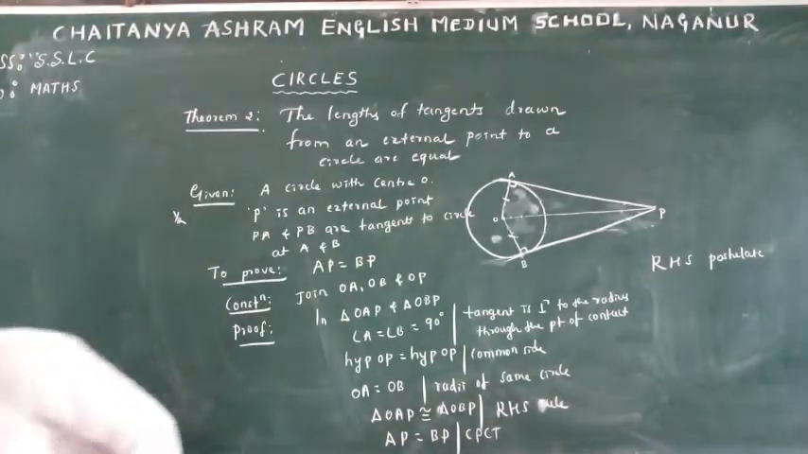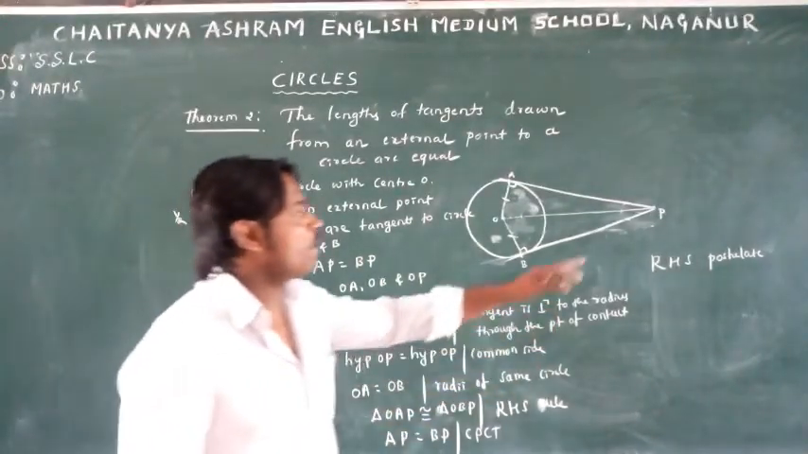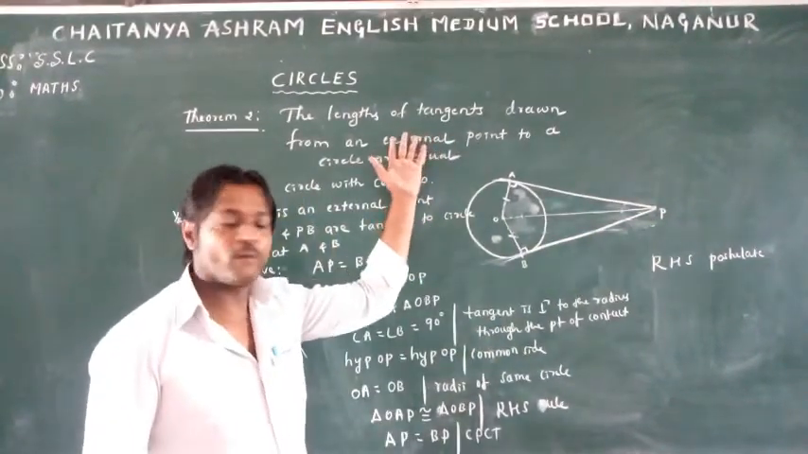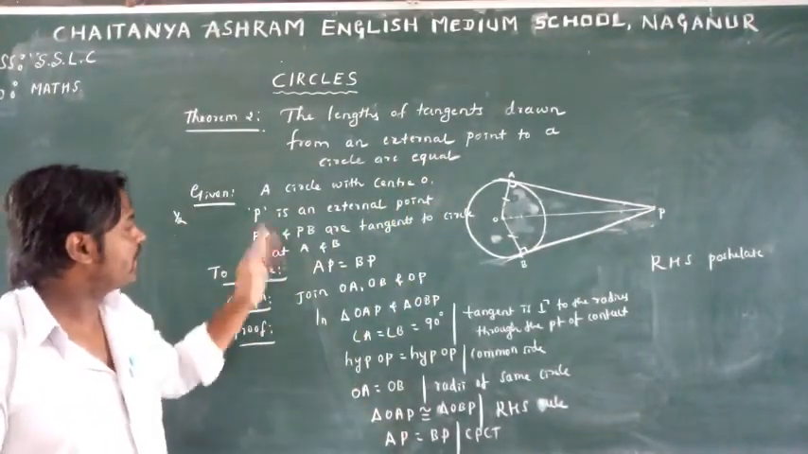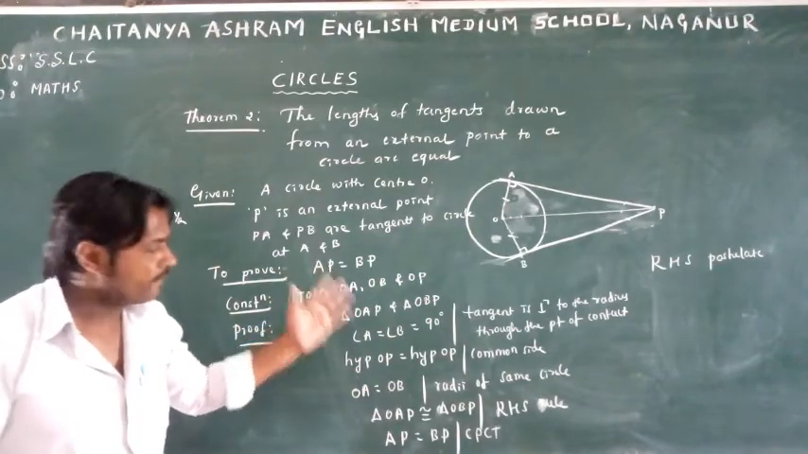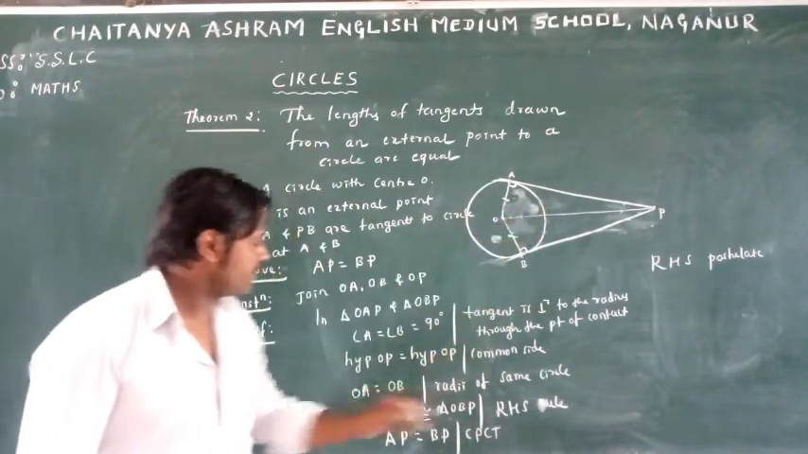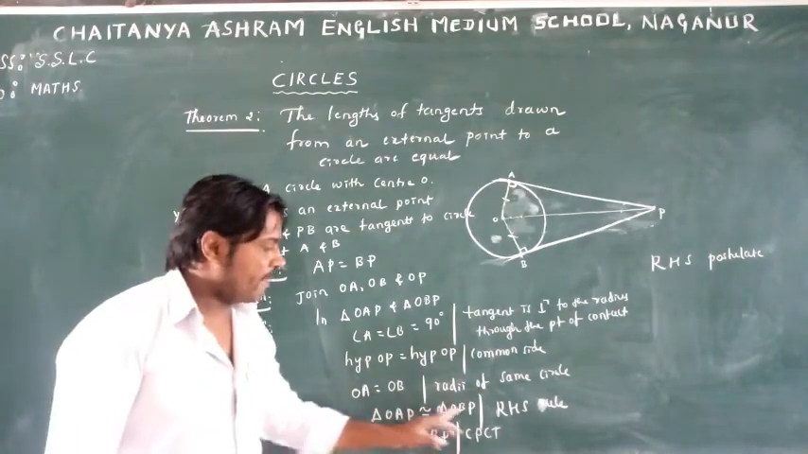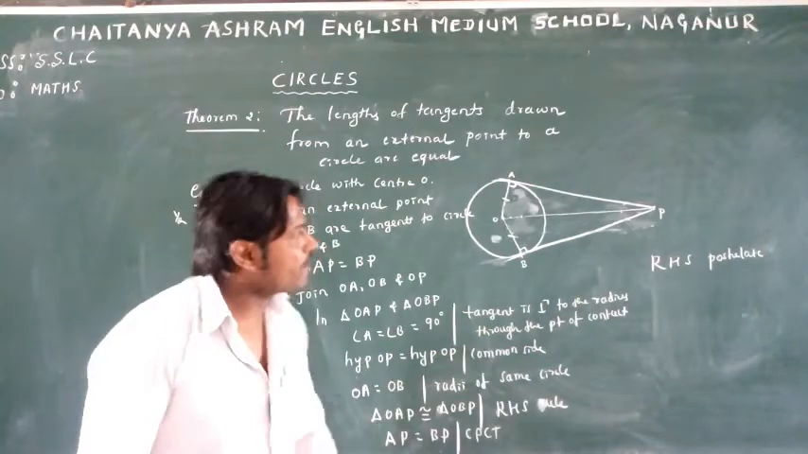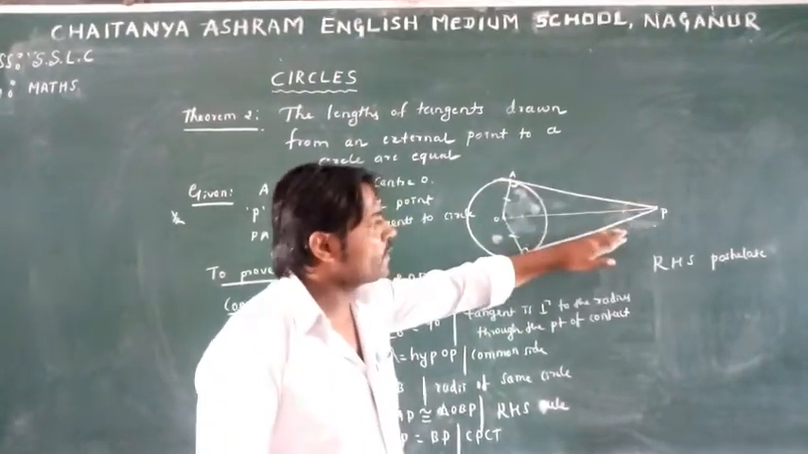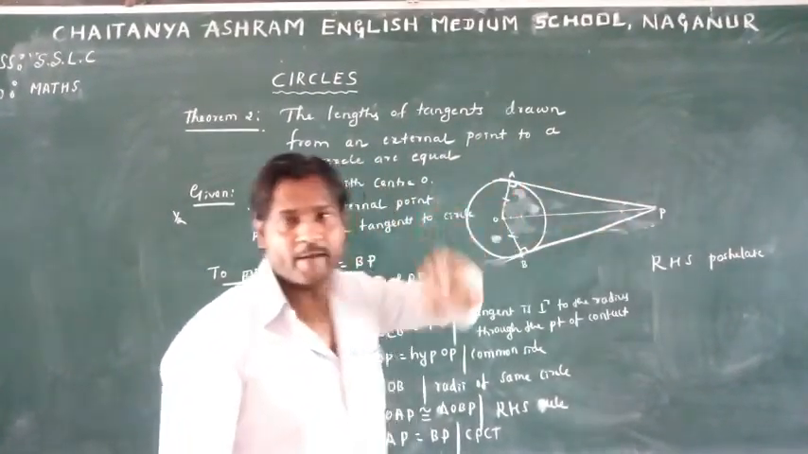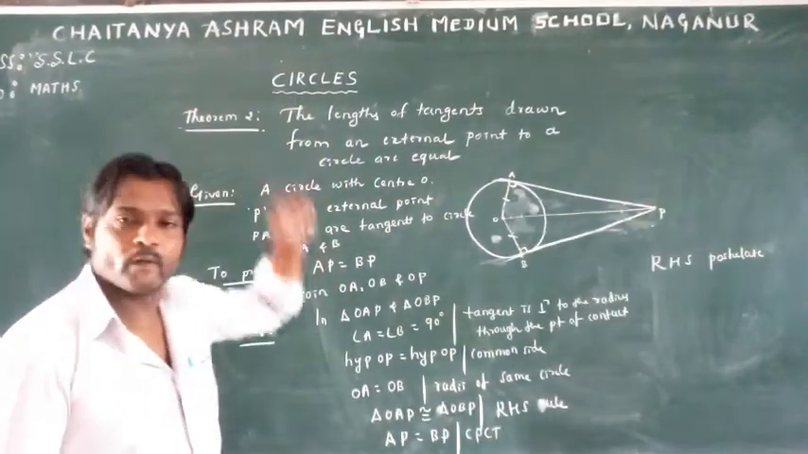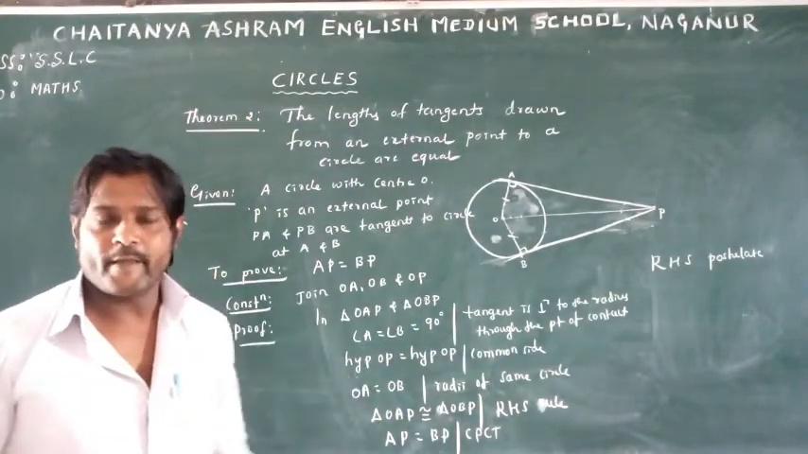Now, what did we do? Tangents drawn from an external point are equal. This is theorem number 2. This is given. This is the proof. Compare these two triangles: right angle, hypotenuse, side. When the triangles are congruent, corresponding parts are equal. So AP is equal to BP, corresponding sides. Okay. In the next part of this topic, we are going to solve the last exercise.